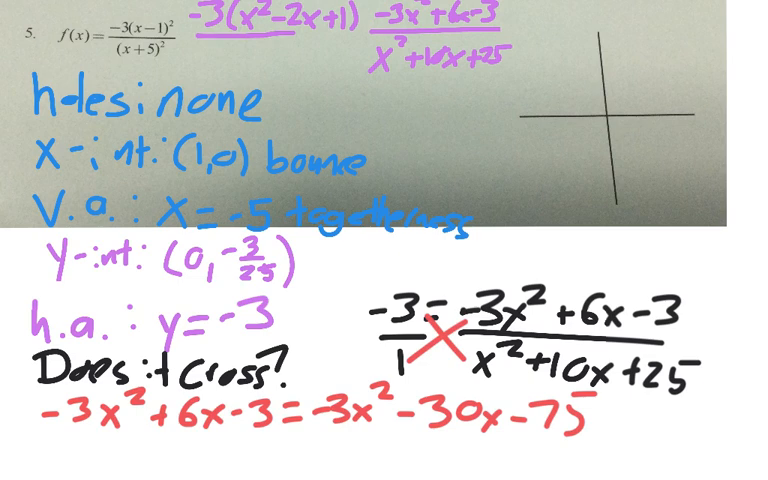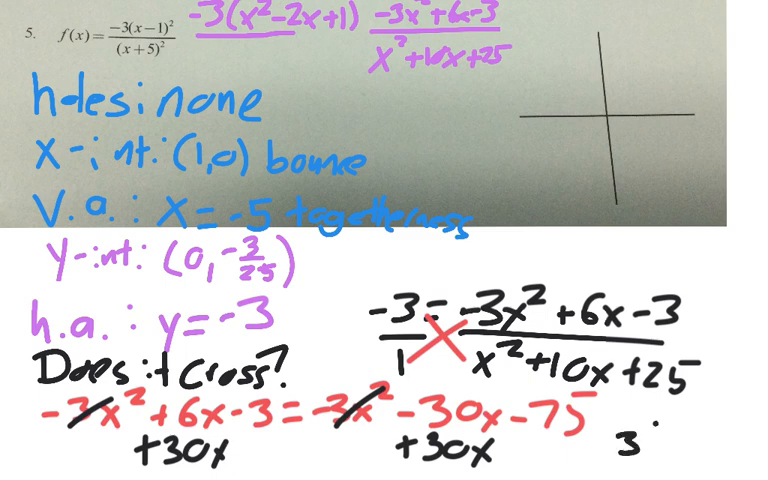Get all my x's on the same side. So the -3x squareds are going to cancel. If I add 30x to both sides, that's going to give me 36x equals, now if I add 3 to get rid of that over here, it's going to be -72. Divide by 36. I find I have a hole at x equals -2. Or not a hole, sorry. I find that it crosses the horizontal asymptote at -2.